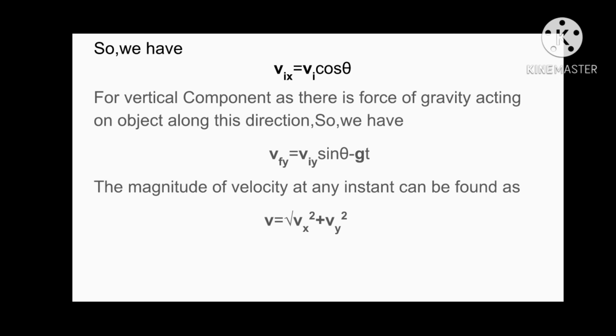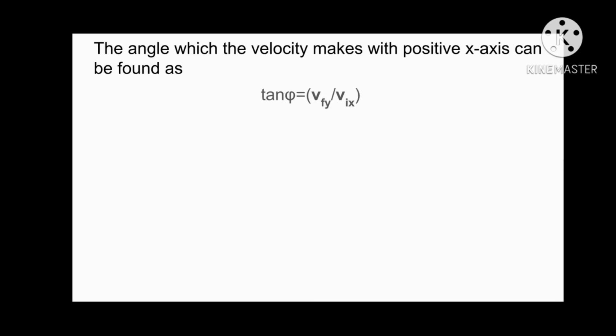The magnitude of the velocity at any instant can be found as v is equal to the square root of vx square plus vy square. The angle which the velocity makes with the positive x-axis can be found as tan theta is equal to Vfy over Vix, meaning the final velocity along the y component over the initial velocity along the x component. Actually, we have taken the velocity as the final velocity along the y component and the initial velocity along the x component.